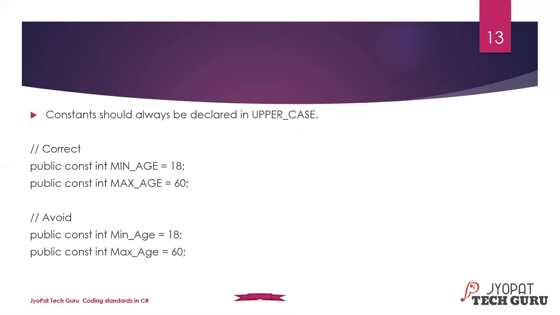The last one: constants should always be declared in uppercase. The way we have declared here, public const int MINIMUM_AGE equal to 18 and MAXIMUM_AGE equal to 60. So instead of giving public const int min_age, try to give it in uppercase, as this is a unique feature of your C#. This represents a particular constant. So these are the different coding standards which you can implement within C# programs. Whenever you are writing C#, you can remember all these things.